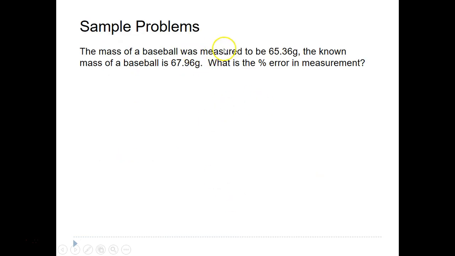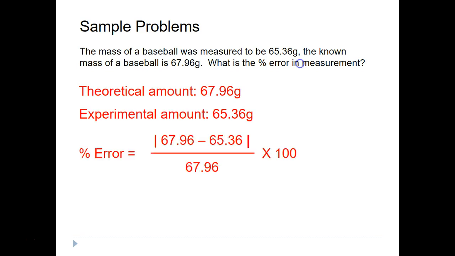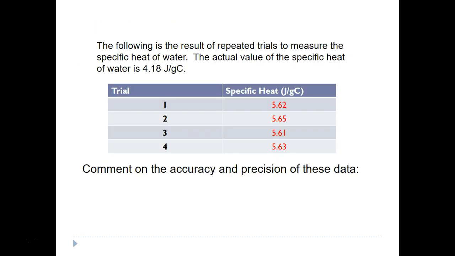So when I read this, it says the mass of a baseball was measured to be 65.36 and the known mass is 67.96. The context of the problem tells me that the theoretical amount is the known amount and the experimental amount is the measured amount. So when we plug those numbers into the formula, we calculate the percent error as 3.83%. The most common error is putting the wrong number in the denominator. So read the problem several times to make sure you get the context and figure out which is experimental and which is theoretical.